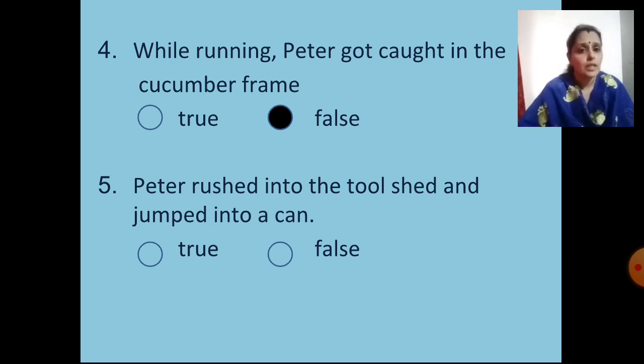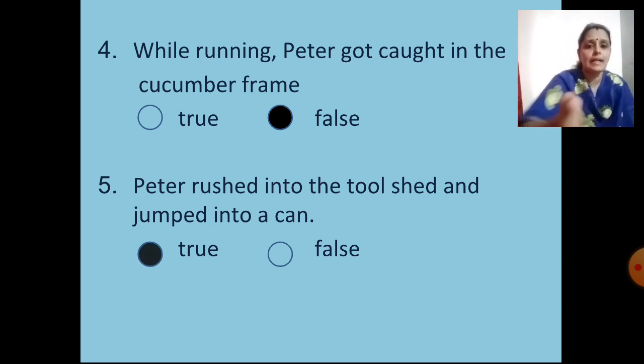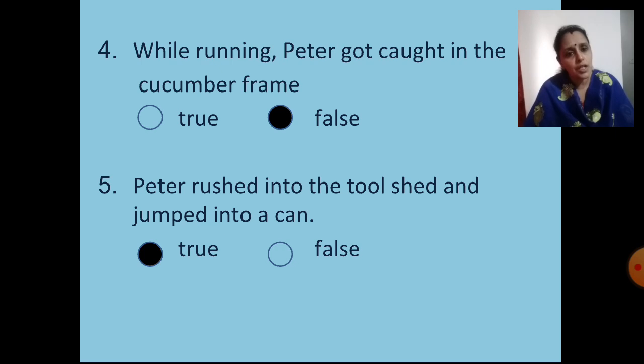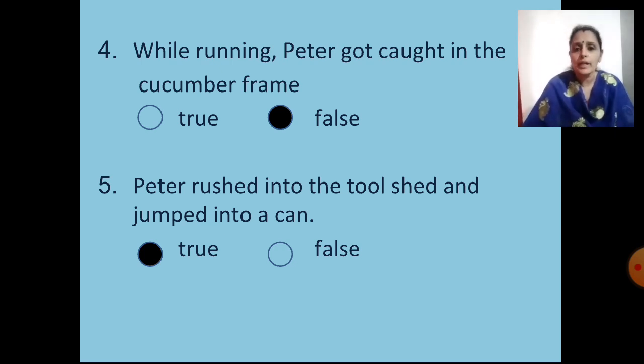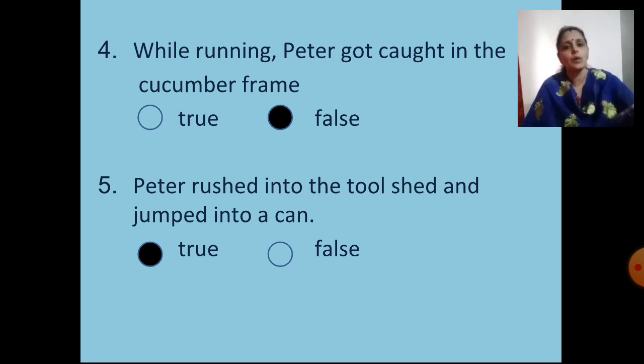Next one, Peter rushed into the tool shed and jumped into a can. Yes, while trying to save himself from Mr. McGregor, Peter is running into a tool shed. Yes, and there he sees a can, he jumps into the can. So this statement is true. So let's select it by clicking on it. Okay, so let's move to the next one now.